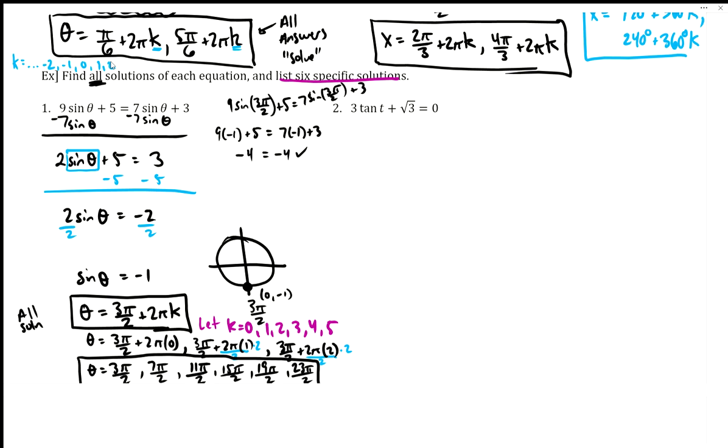Okay, so that's kind of rare when they ask for specific solutions in these scenarios. So that's why I did box the first one, but at least now we know how to do it in case we need it. All right, number 2 here. Let me block that one off. It's a tangent problem. We need to solve for tangent of t. So first thing then would be to subtract that square root of 3.